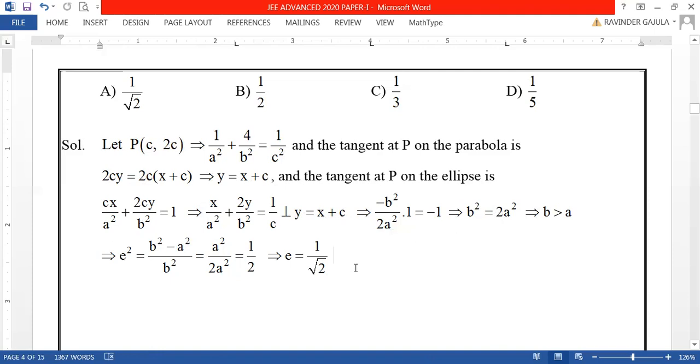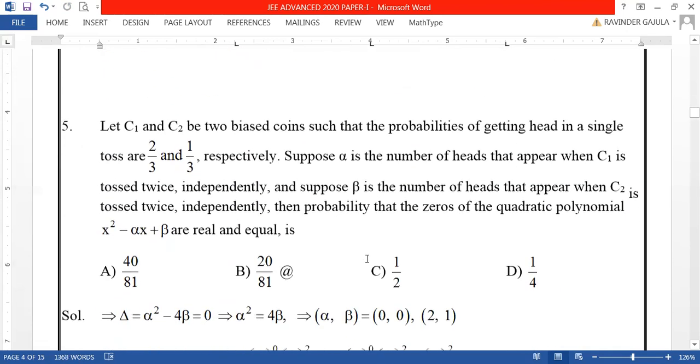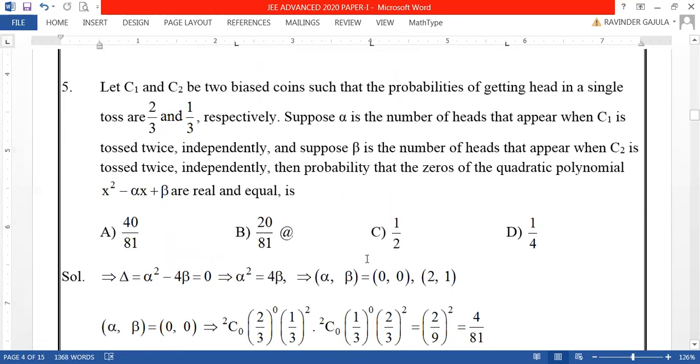Hence, you can get the value of e as 1 by root 2. Of course, this condition is not used, but I have taken it. No issue. So this is the way you can find the eccentricity, which is 1 by root 2. Now, dear friends, come to the next question. Of course, that is one simple question again.